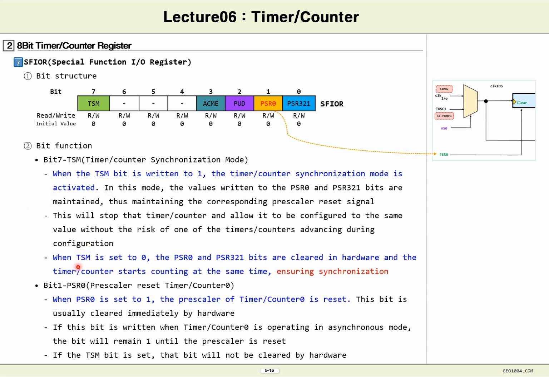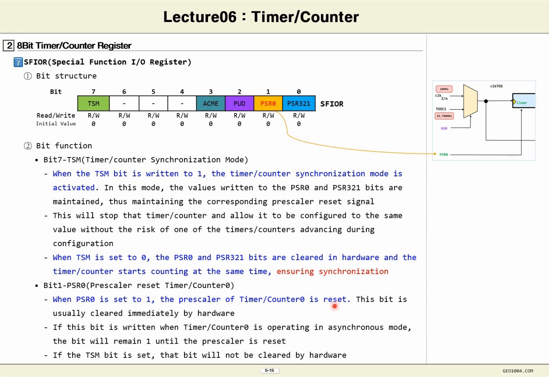If you write 0 to the TSM bit, the PSR 0 and PSR 321 bits are cleared. In hardware, the timer counters start simultaneously. Please understand that it is possible to perform actions that have those features to ensure synchronization. Bit 1, PSR 0, acts as a prescaler reset in timer counter 0. If 1 is written to the PSR 0 bit, the prescaler is reset. The prescaler of timer counter 0 is reset.